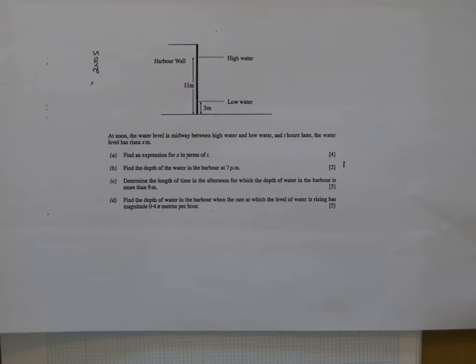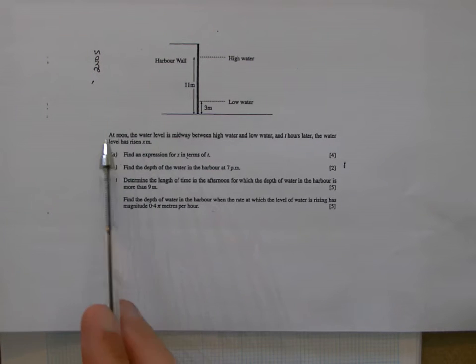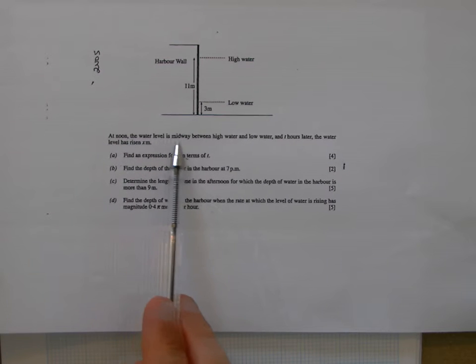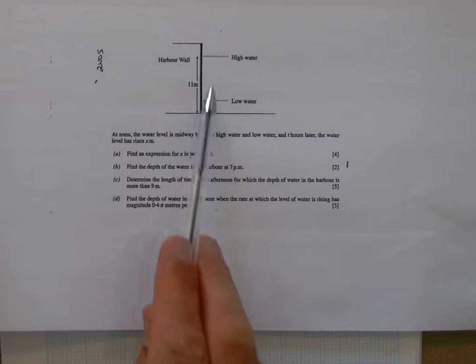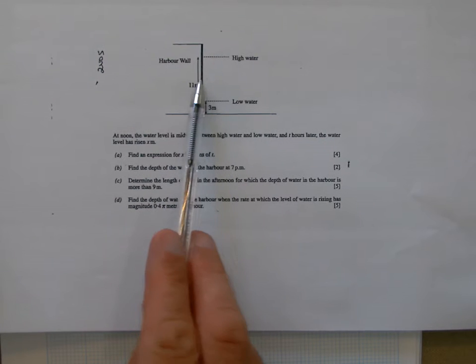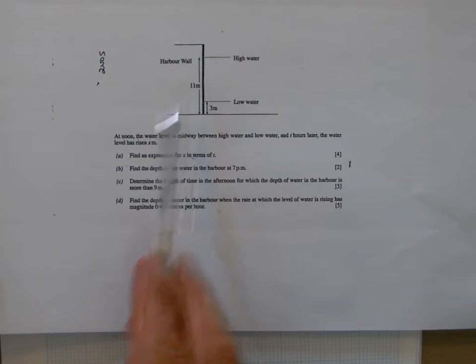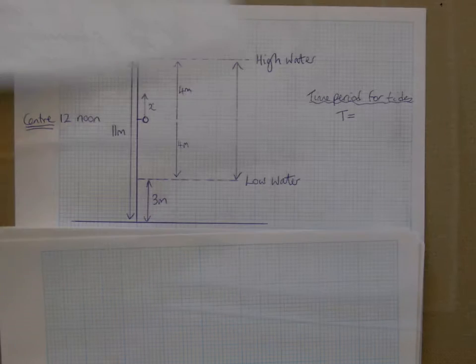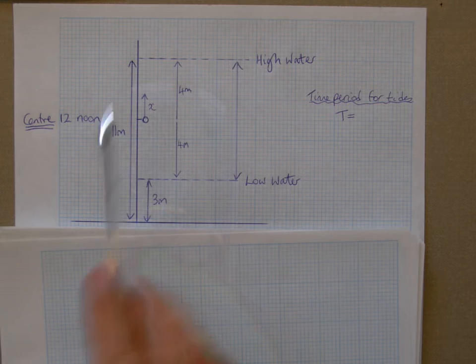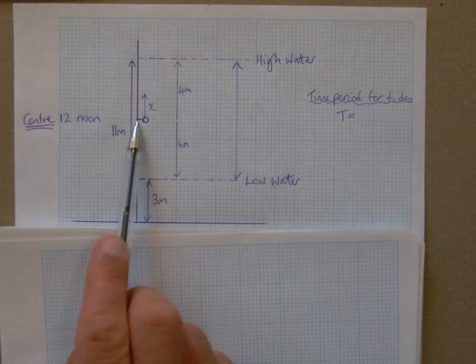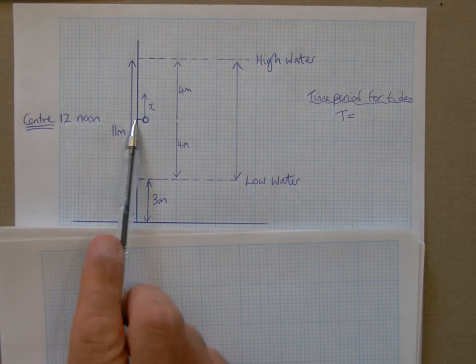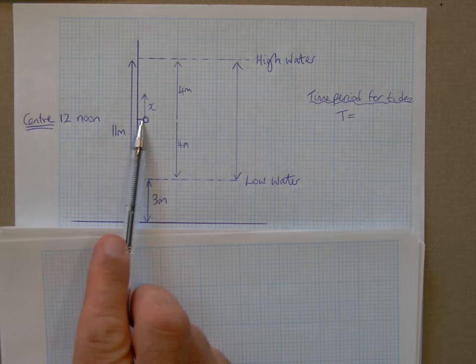Okay, so with the question here on tides, it does say that at noon, 12 o'clock, the water level is midway between high water and low water. So there's low water, there's high water, and we're midway, about there. I've sketched this on my piece of paper, and that's where we are at noon. And that's where we're going to have the center of our oscillation with SHM.